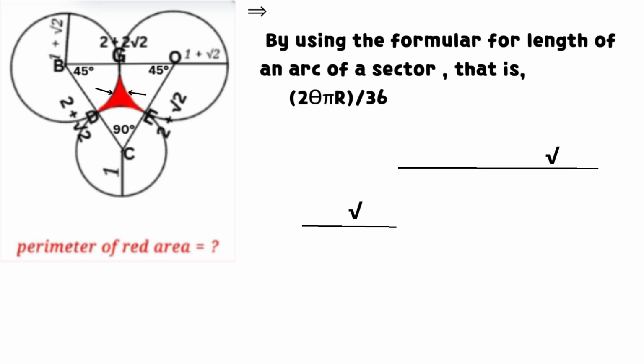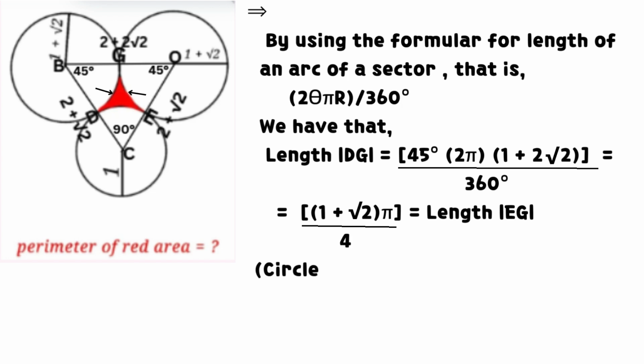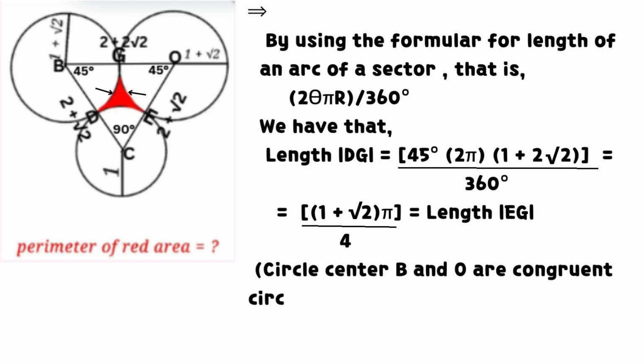By using the formula for the length of an arc of a sector, that is, 2 times the product of θ and pi times r, all divided by 360 degrees, we have that the length of curve DG equals 1/4 the product of pi and the sum of 1 and the square root of 2, which equals the length of curve EG, after simplification of substituted values. It is because circles with center B and O are congruent circles as seen in the figure shown on the screen.